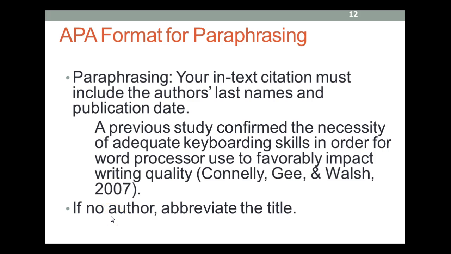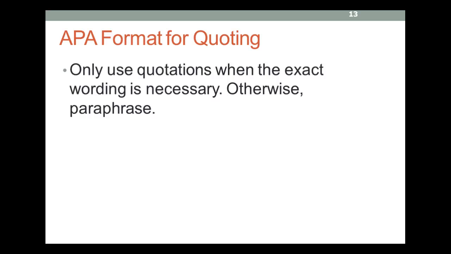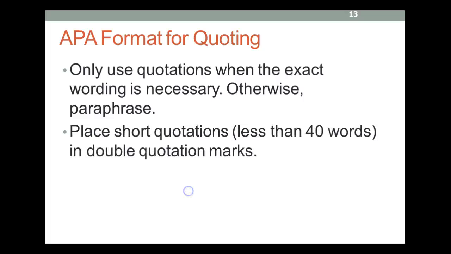If there's no author, you would abbreviate the title inside parentheses, and the information that you include at the end or at the beginning when you introduce the author information has to always be listed fully in the reference list at the end of the document. If you do quote, and like I just said, you do that very sparingly, only when it's absolutely necessary to use the words of the author.